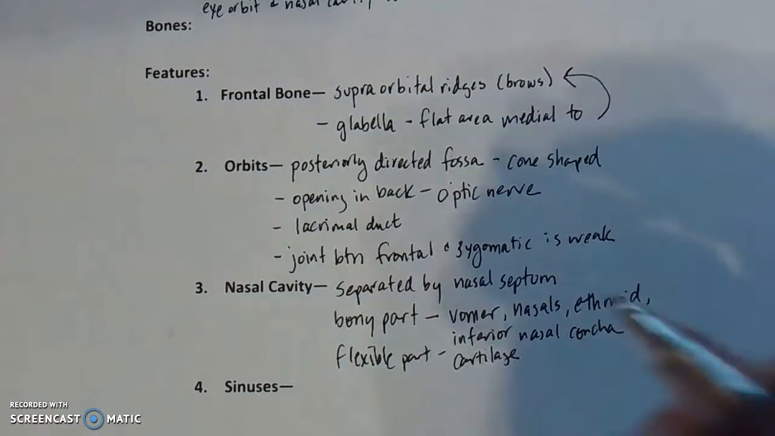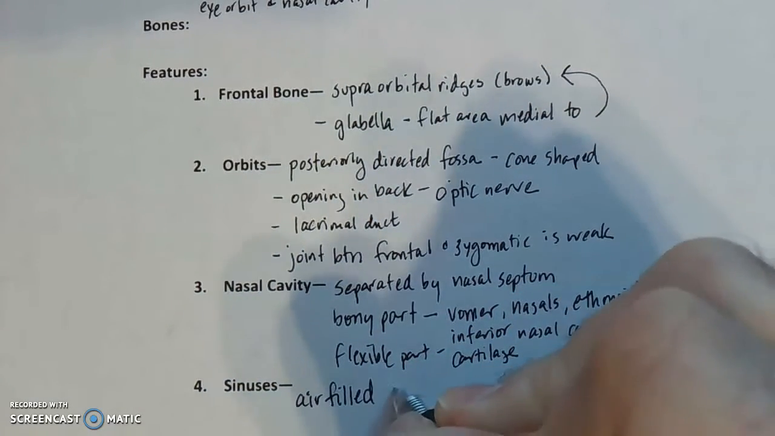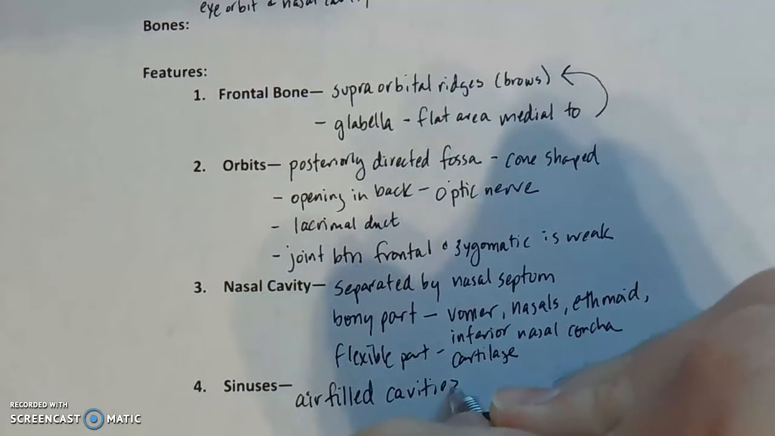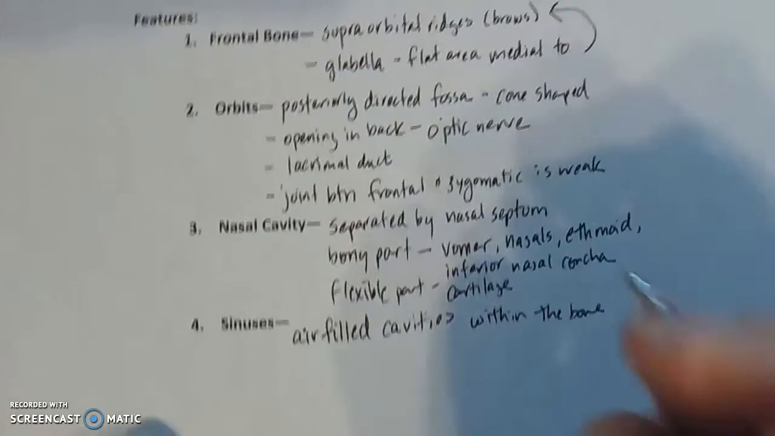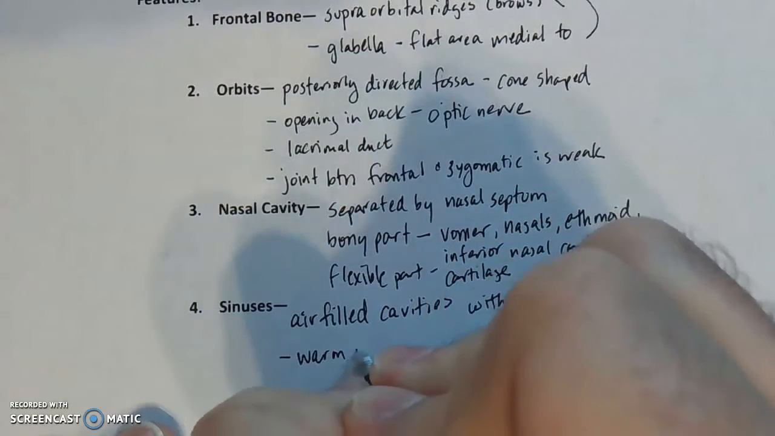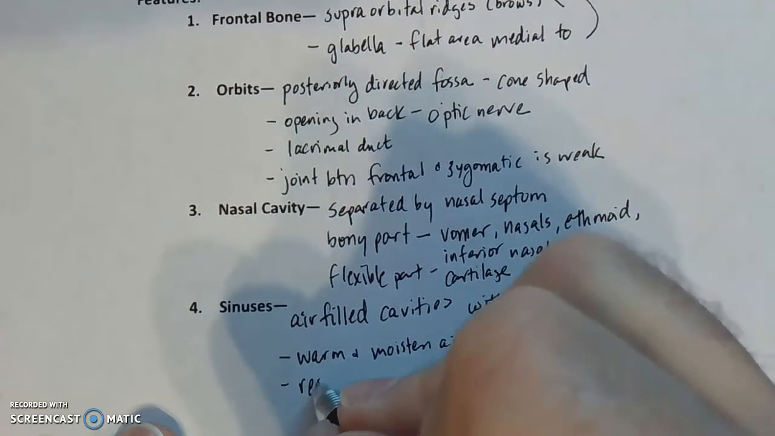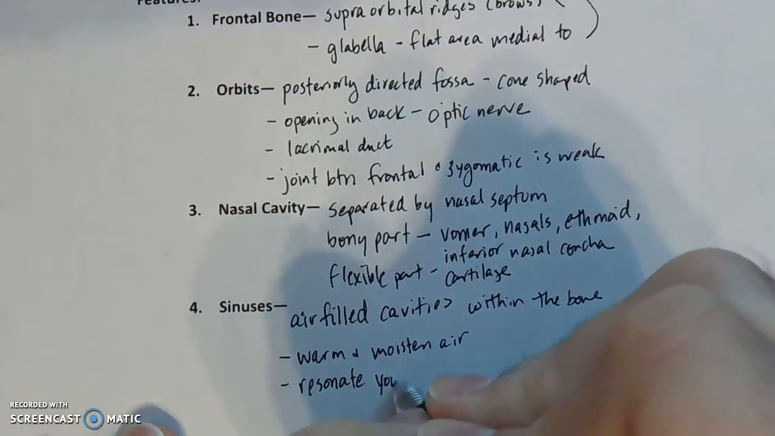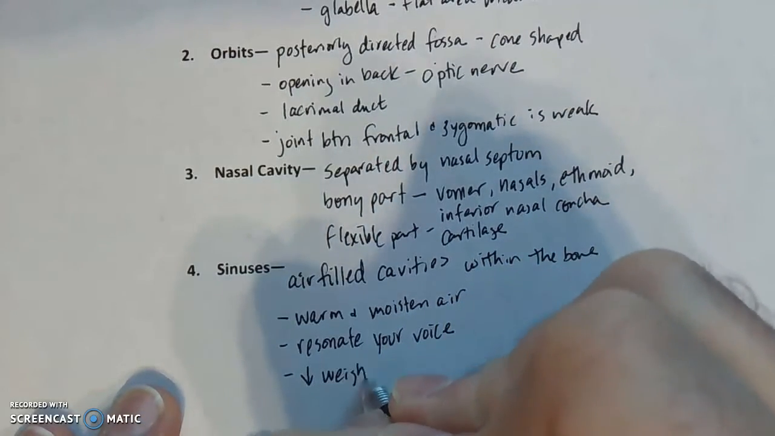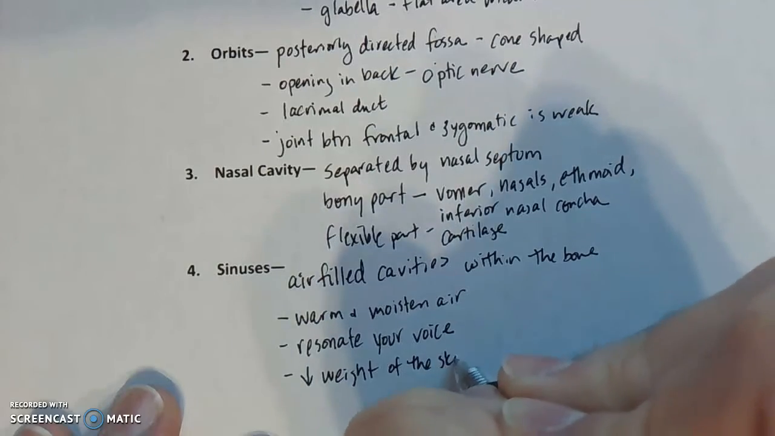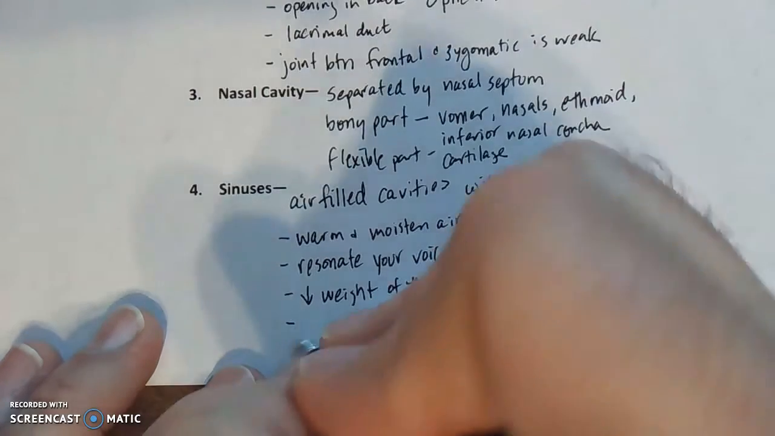So the final thing we'll talk about are the sinuses. The sinuses are air-filled cavities within the bone. They serve to warm and moisten air that is breathed through the nose. They help resonate your voice. And they also decrease the weight of the skull. And we have 4 sinuses, and I'll put up a picture of where these 4 sinuses are located.